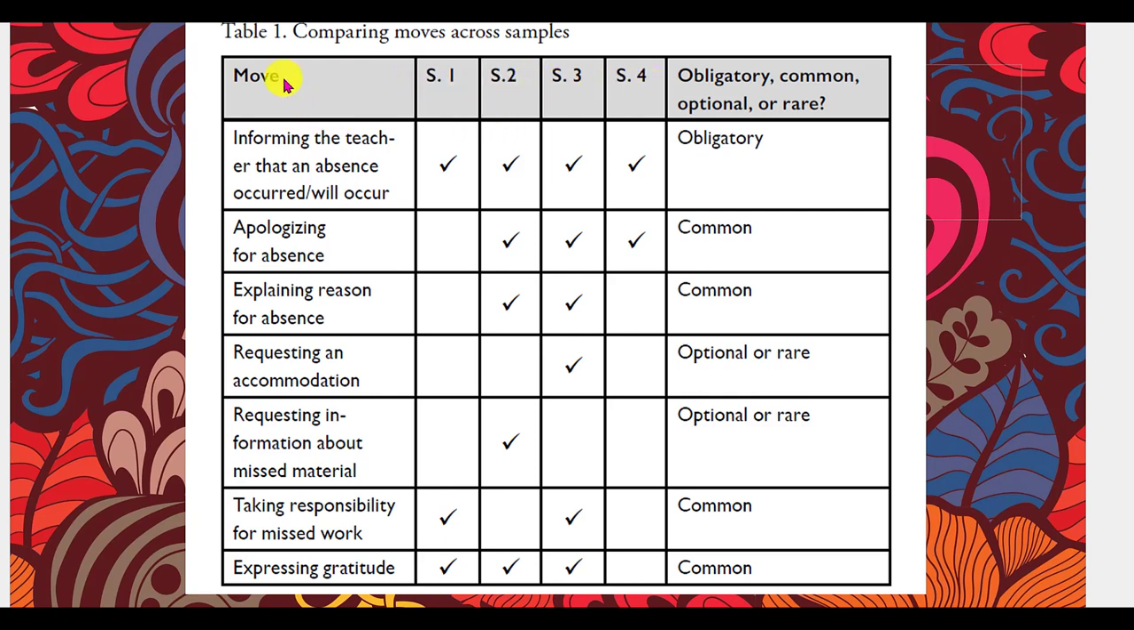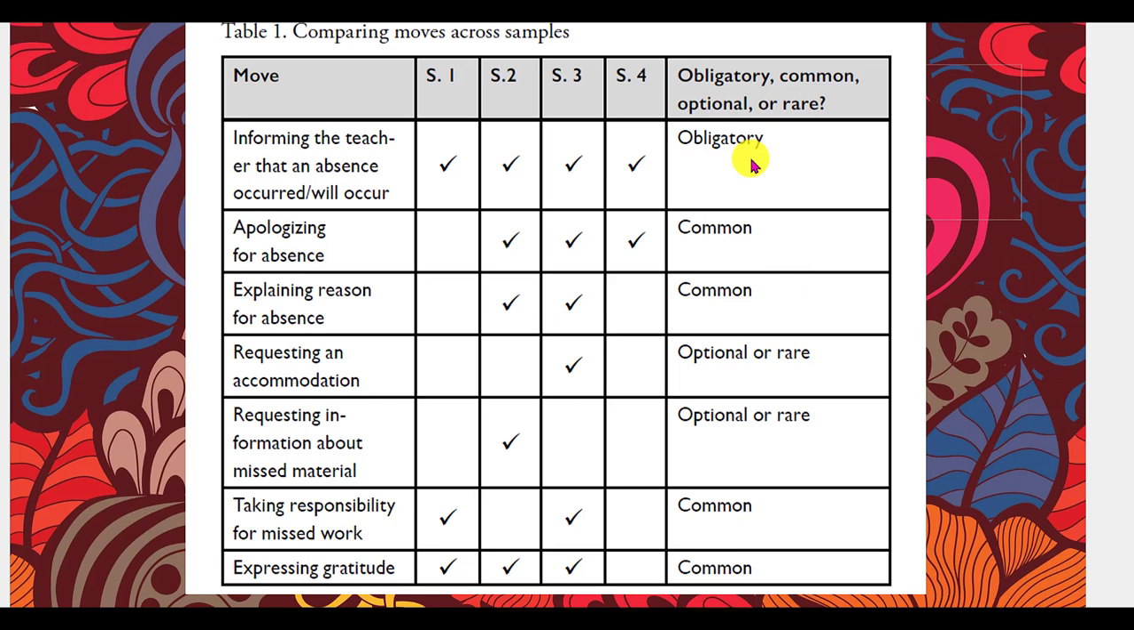And then the moves or the elements in the writing are: does the letter inform the teacher that an absence will occur? Do they apologize? Do they explain the reason? Do they request an accommodation? Do they request information about missed material? Do they take responsibility for missed work? And do they express gratitude? And you can see here that an analysis is done.